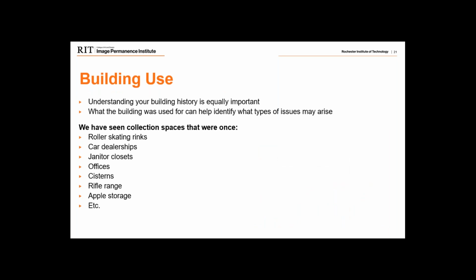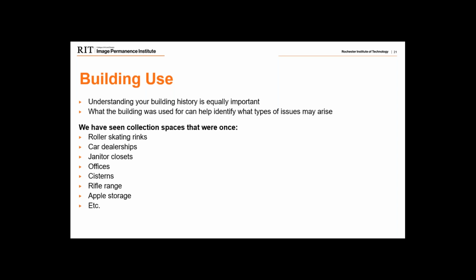So your building use is going to play a major factor, and this is the next layer down in that onion. Understanding what your building was, the history of your building, is very important. Some of you may have a brand new facility. It was built purposely for a library, for a museum, and that's great. Many institutions don't have that. They're using older facilities. The list below is a realistic list of facilities we've seen. Again, roller skating rinks, janitor's closets, offices, cisterns, rifle ranges. These are facilities that have been repurposed into a collection space of some sort.